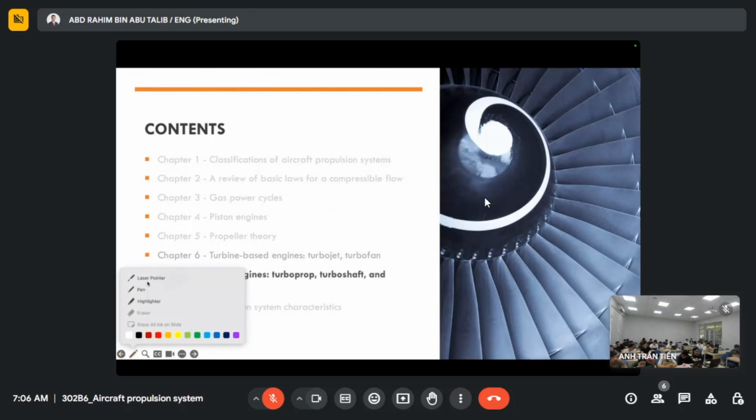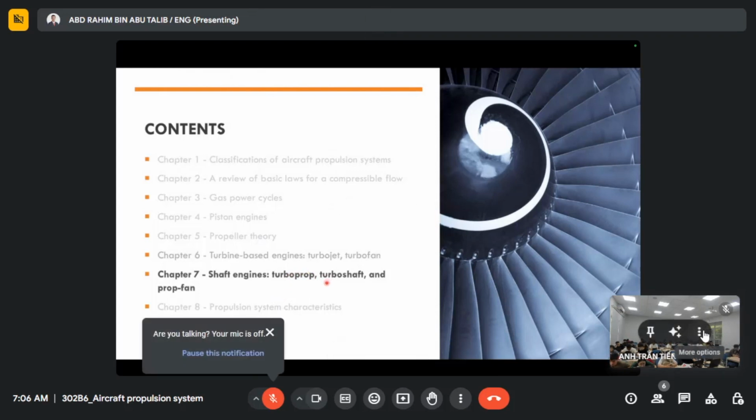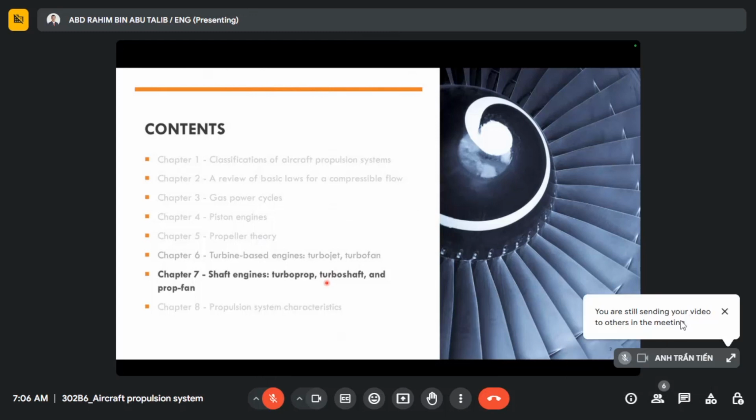As we are all aware, we have already looked into the topic on turboprop. We shall continue today to further look into the aspects of turboshaft as well as the prop fan.